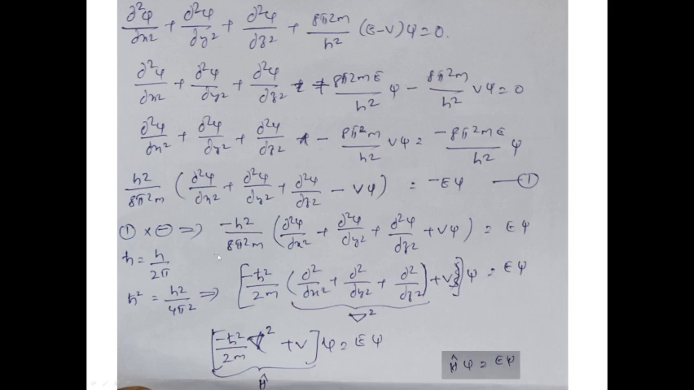Okay, now we are giving another condition, h by 2 pi equal to h bar. Then h bar square is equal to h square divided by 4 pi square. Here we have h square divided by 8 pi square, and 8 pi square means 4 into 2 pi square, so h square divided by 4 pi square you take, then you give h bar square, and then what remains is 2m.